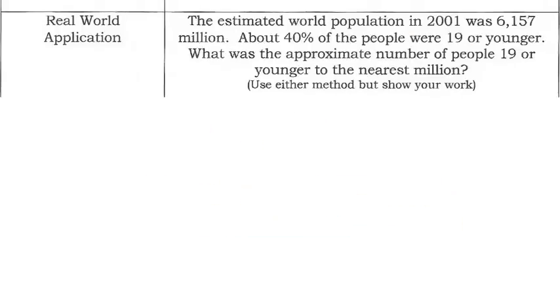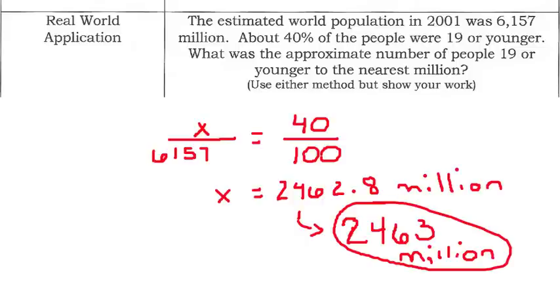Now at this time, I would like for you to try this one on your own. Please pause the video while you complete this problem. When you're ready to check your answers, press play. And so here, if you multiply it out, you would have gotten 2,462.8 million, and this is rounded to the nearest million, so that 8 is going to make the 2 go up, so your answer should be 2,463 million.